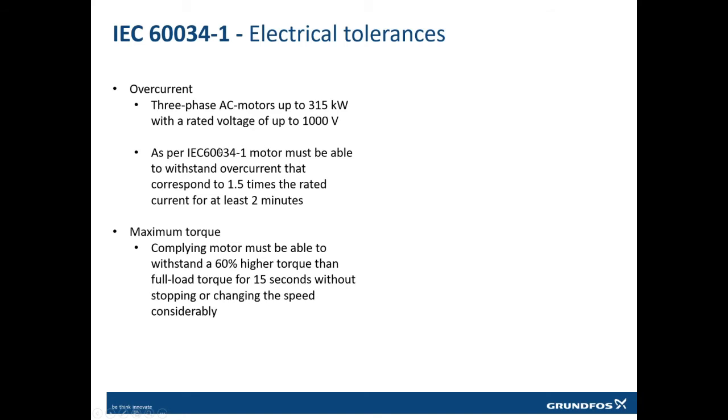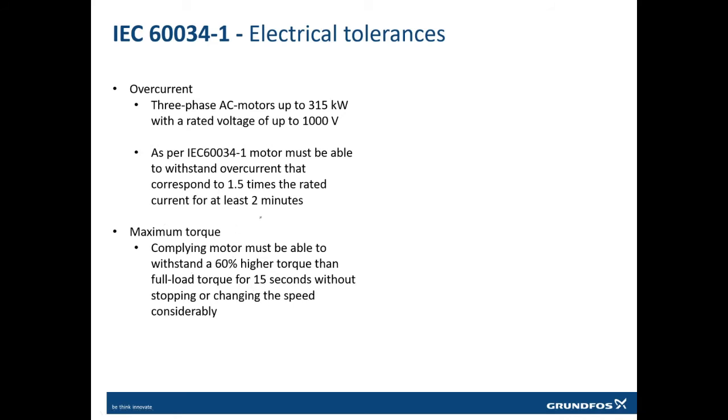Again, output current is also defined. It should be able to take 1.5 times the rated current for 2 minutes. That means a motor shall be capable of running while it is taking 1.5 times the rated current for at least 2 minutes. Then if it burns, it's okay, but the motor should have the capability to withstand this much current. Maximum torque, it should be able to withstand 60% higher torque than full load torque for 15 seconds.